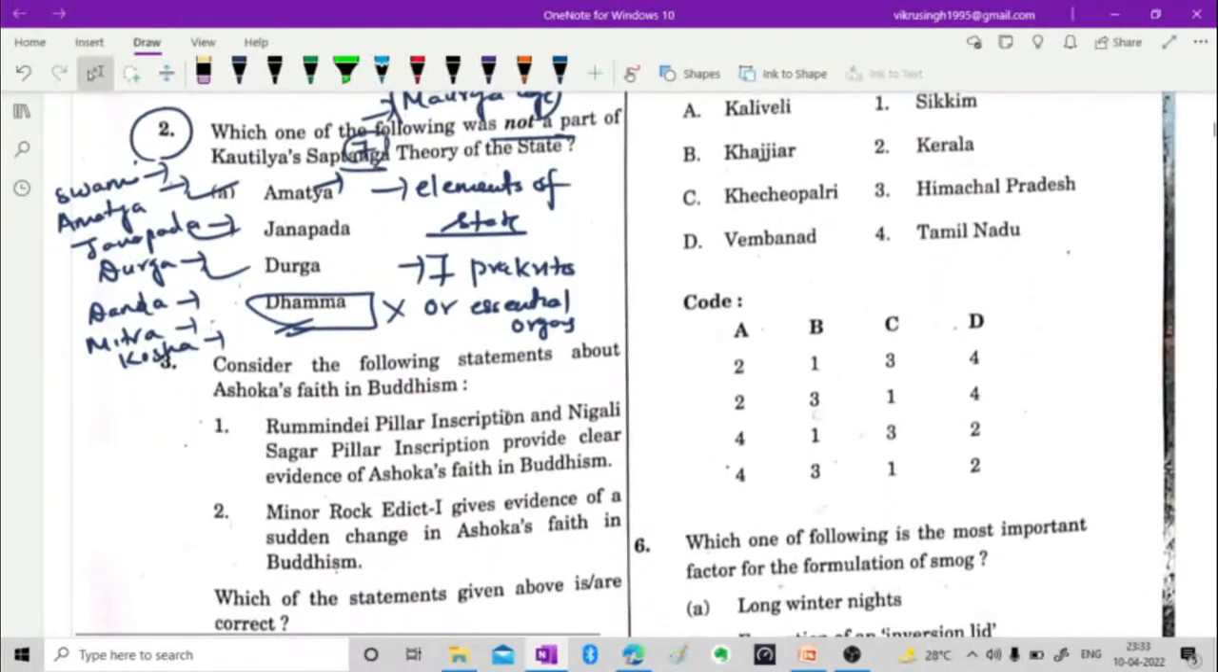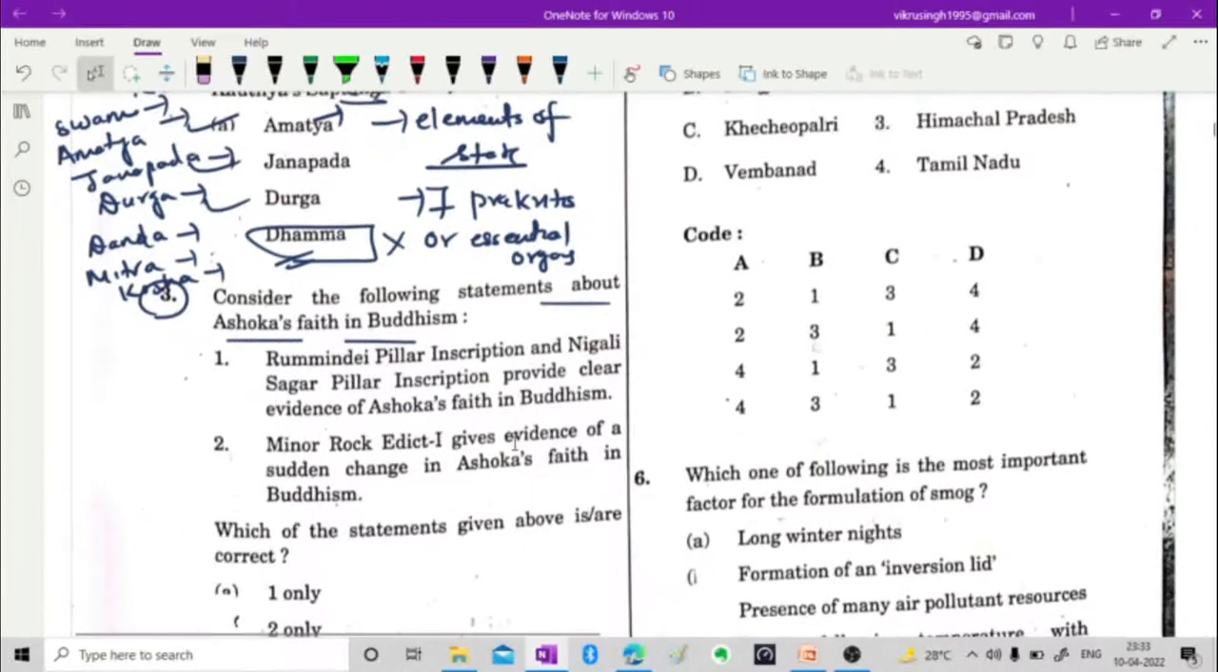So proceeding to the third question. Which of the following statements about Ashoka's faith in Buddhism? So Buddhism ke upar question tha. Buddhism ke questions upar rehte hain. So what are the questions? Rumindei pillar inscription. Pillar inscription ke upar bahut saare questions har samay pooche jaate hain in UPSC. In every UPSC exam you will get questions regarding Ashoka, like the Buddhism. Ancient history questions used to be there.